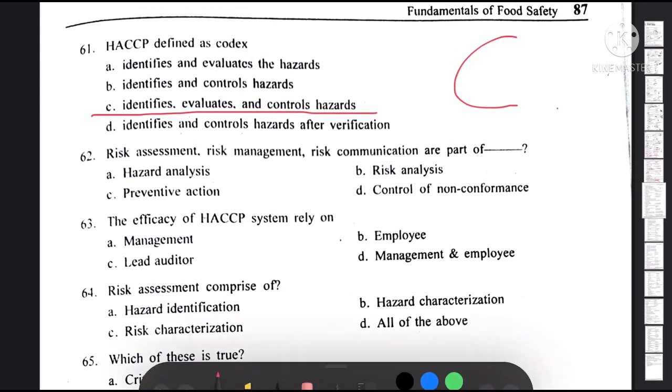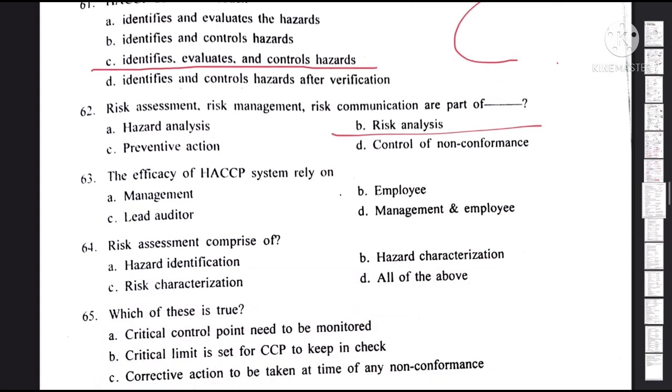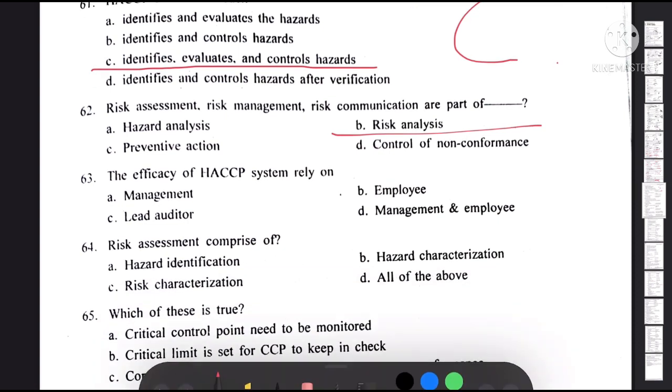Next, risk assessment, risk management, risk communication are part of hazard analysis, risk analysis, preventive action, or control of non-conformance. So the risk assessment, risk management, and risk communication are a part of risk analysis. The efficiency of HACCP system relies on. The options are management, employee, lead auditor, and management and employee. So the efficacy of HACCP system relies on management and employees.